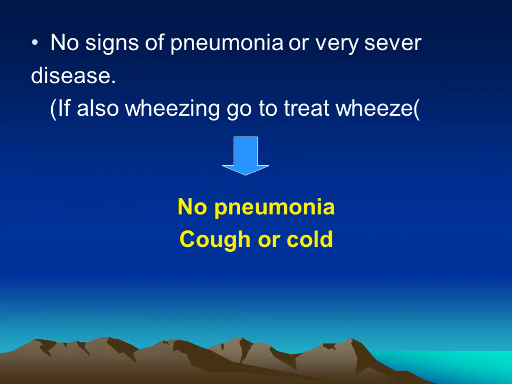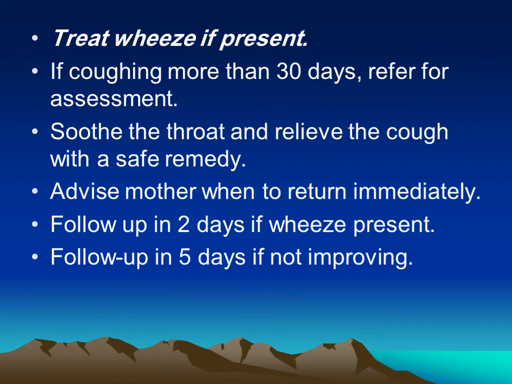If the baby has no sign of pneumonia, no chest indrawing, no fast breathing, no danger sign, we classify him as no pneumonia, or what's called cough or cold. And this is the fourth class. So we get very severe disease, severe pneumonia, pneumonia, and no pneumonia. In this classification, how can you manage the patient?